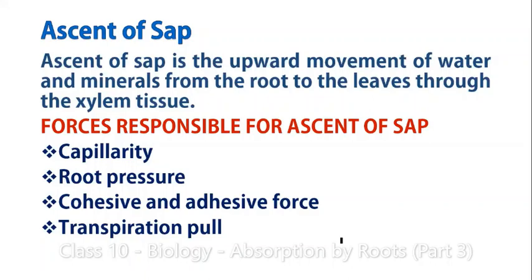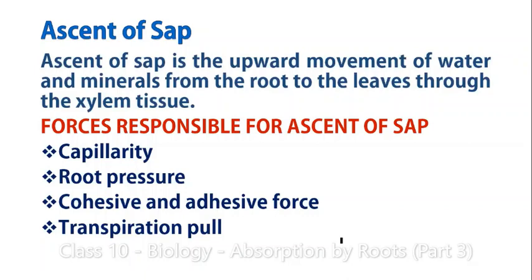Now let's come to the ascent of sap. What is ascent of sap? Water has entered into the root hair cells. Now, how will this water from the root hair cells, from the roots, go up to the leaves? Because this water is needed in the leaves. Water is one of the raw materials for the process of photosynthesis, and photosynthesis takes place in the leaves. So water has to be transported from the roots to the leaves.